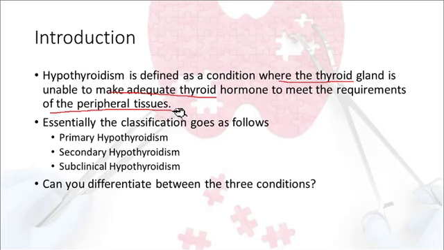Distinguishing between the three, it's important to remember that in primary hypothyroidism, the thyroid gland fails to produce sufficient quantities of thyroid hormone to maintain a normal TSH secretion. As a result of that, you will end up with a decrease in the thyroid hormone levels, followed by a sufficiently large increase in TSH levels. There is also failure of the negative feedback, resulting in elevated TSH levels, like I suggested.